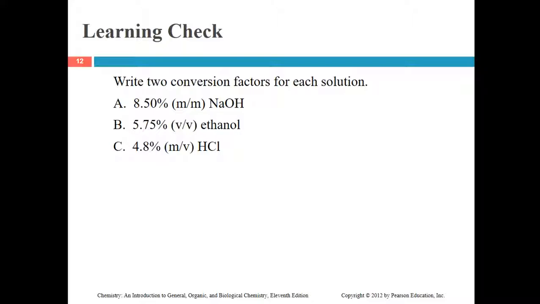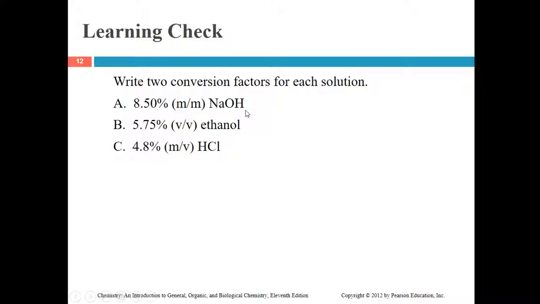So write the two conversion factors for each solution. So in other words, if we were going to need to use this in a dimensional analysis type problem, or if we wanted to just really understand what this meant, when we have mass over mass, that's going to mean 8.5 grams of sodium chloride over our 100 grams of the whole solution.